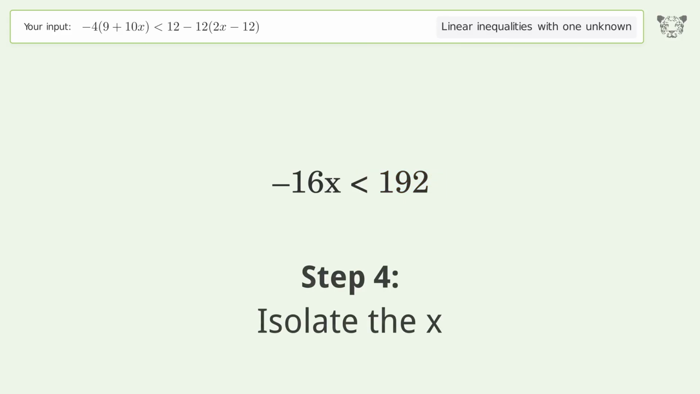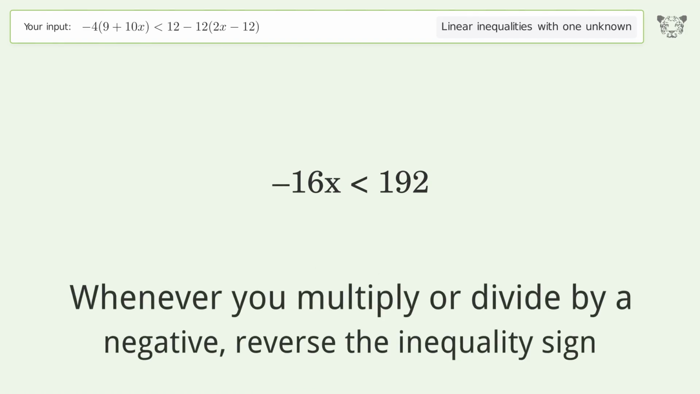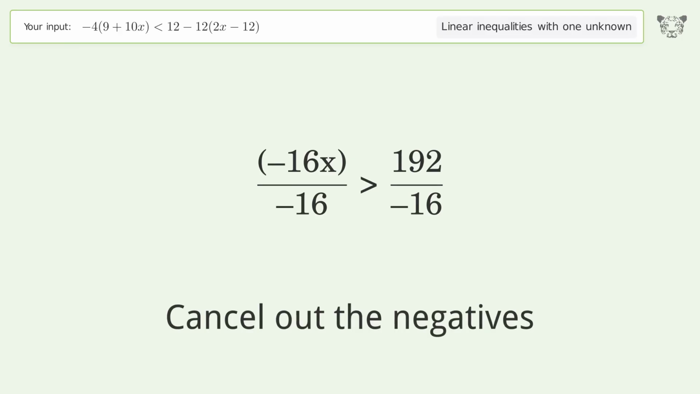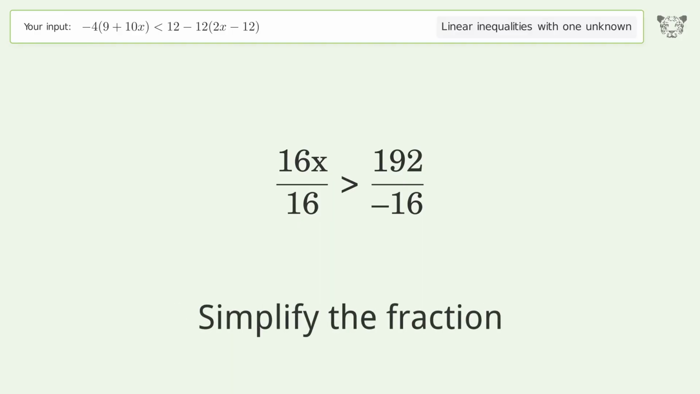Isolate the x. Divide both sides by -16. Whenever you multiply or divide by a negative, reverse the inequality sign. Cancel out the negatives. Simplify the fraction.